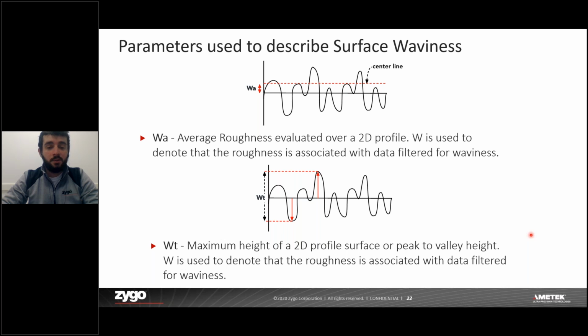And then WT is going to be similar to SZ or PV, and it's going to give us the maximum height of a 2D profile surface or the peak to valley. And again, the W is to denote that the data isn't associated with roughness and that the data is associated with data filtered for waviness.